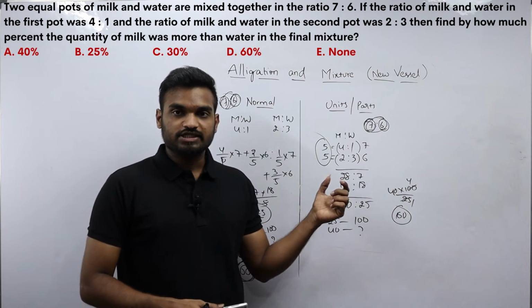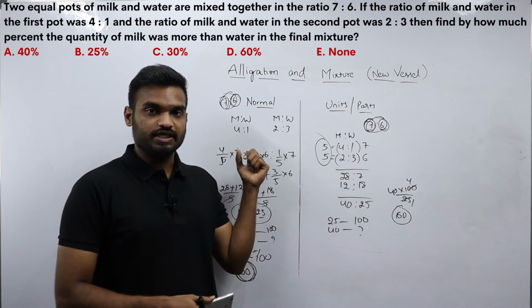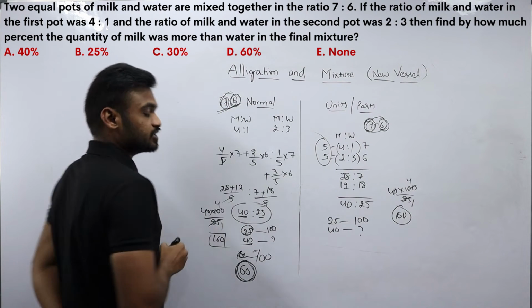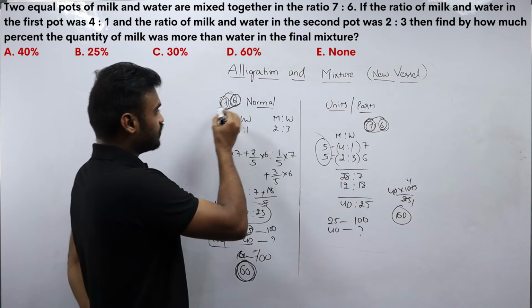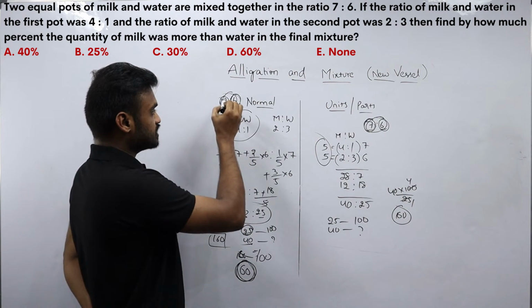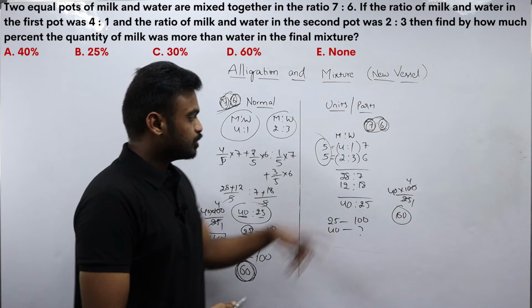I hope you are understanding. The only difference between the previous question and this question is that here they have given that the two quantities need to be mixed in the ratio of 7:6. Since they have given 7:6, I am multiplying all the first vessel quantities by 7 and all the second vessel quantities by 6. Here also I am doing the same.